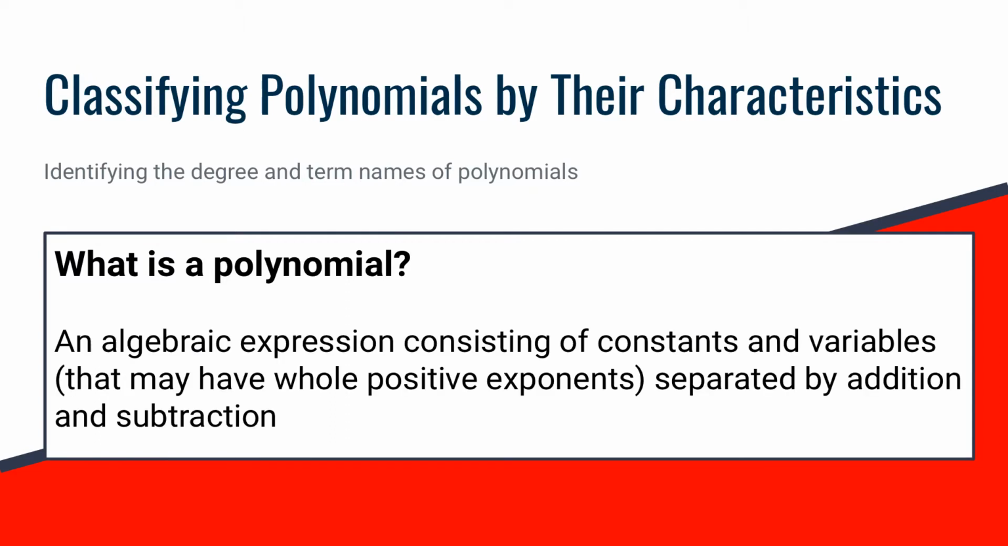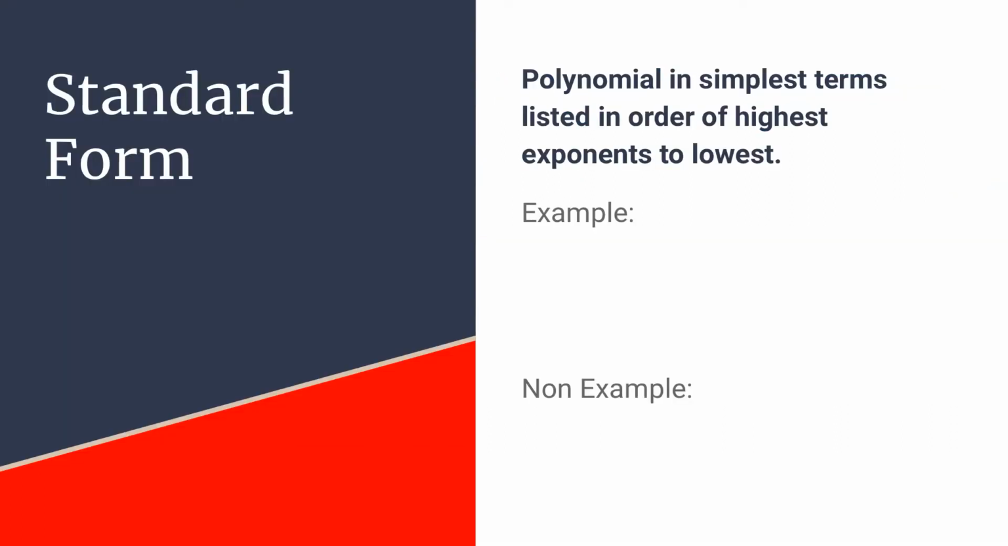A polynomial is an algebraic expression consisting of constants and variables that may have whole positive exponents, separated by addition and subtraction. Now, when I say constants, that really just means numbers, and variables are things such as x, y, and any other letter that represents an unknown value.